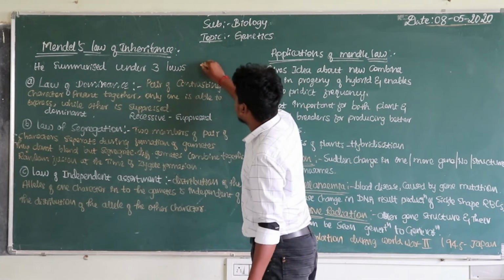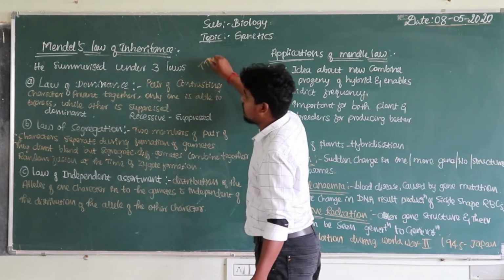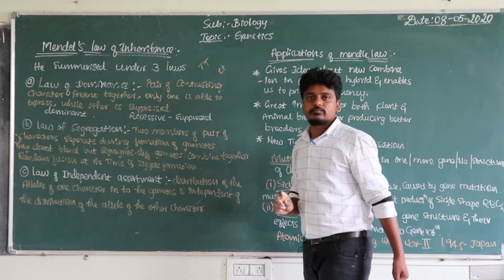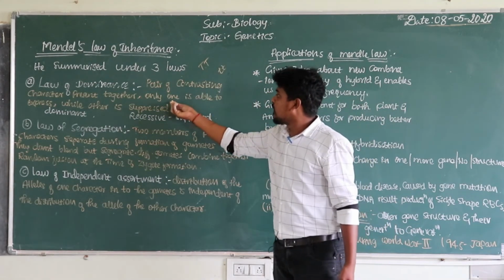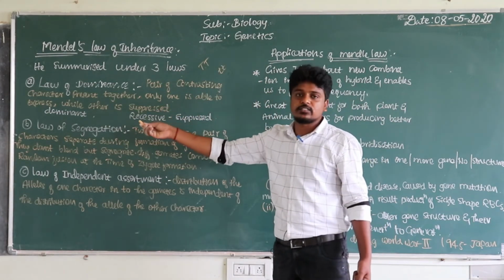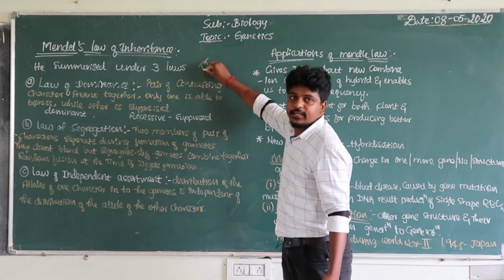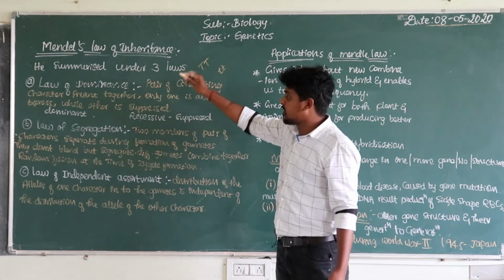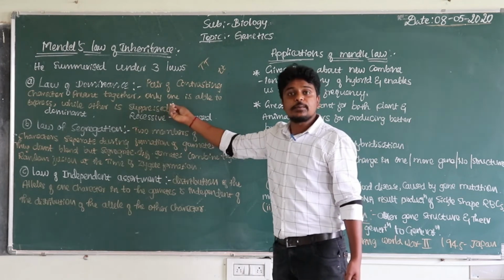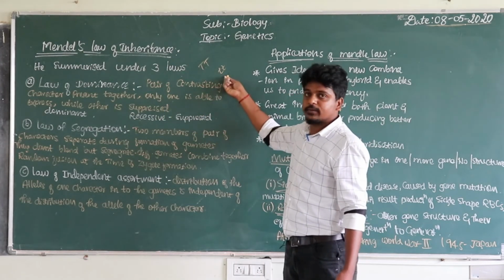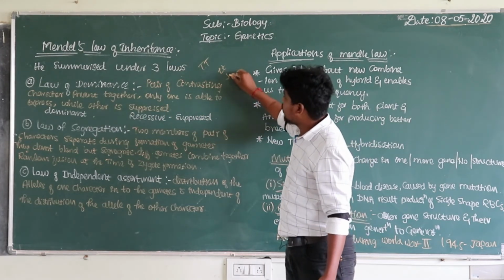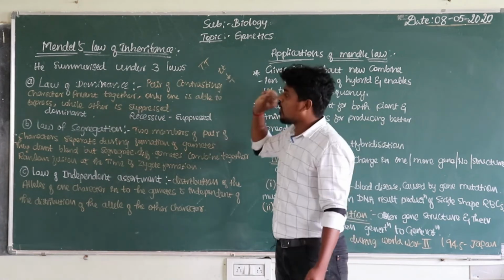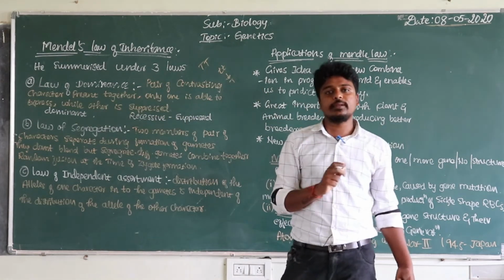So if that is a capital T, it is for the tall plants, and a small t is for the dwarf plants. Only the capital T is expressed, only the tall plants express their characters. The other one, the dwarf plant, will be suppressed, which means the F1 hybrid, the F1 generation, is a tall plant. That's called the law of dominance.